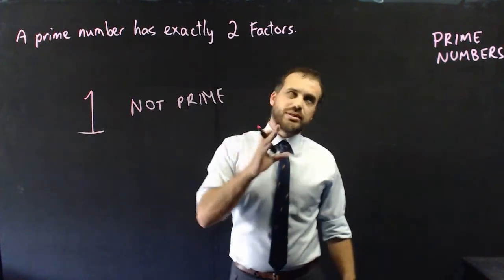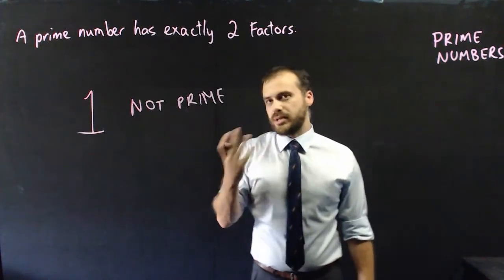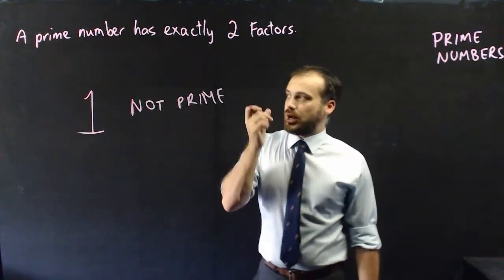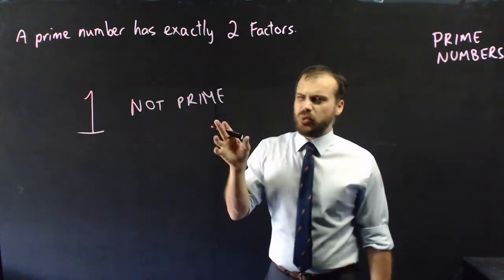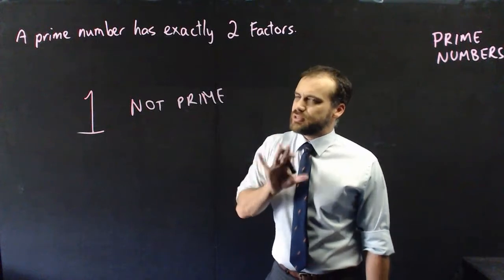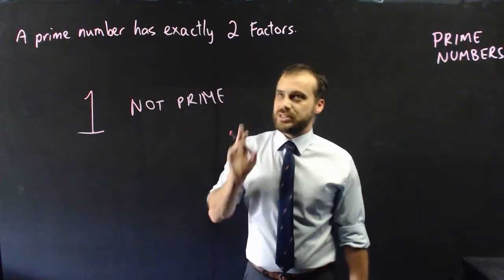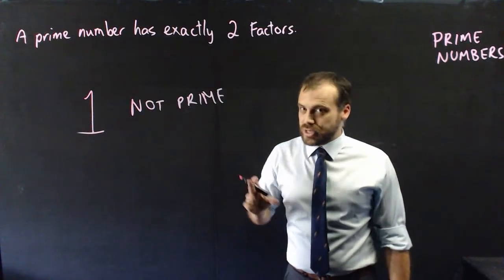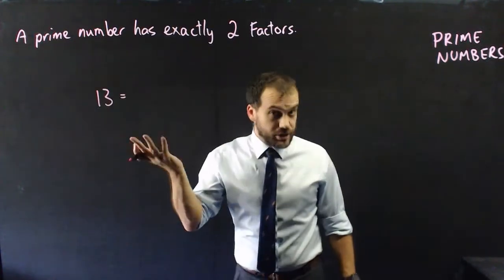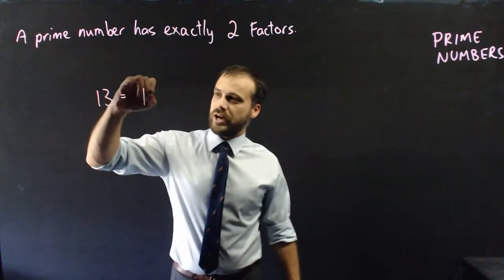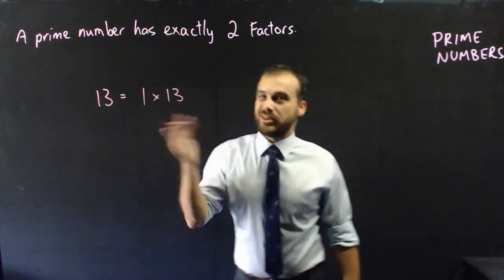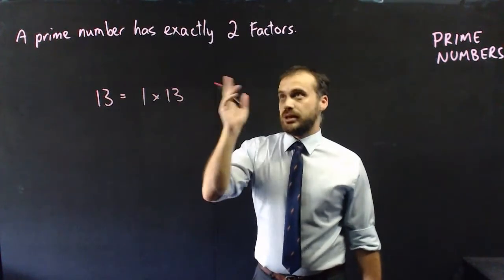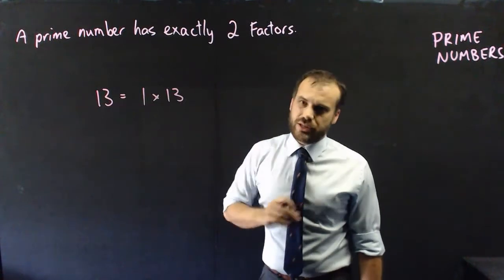So if you were using a different definition, say a prime number only has factors of 1 and itself, then 1 would be prime. But that's not our definition. Our definition is a number that has exactly two factors. Now for most numbers, that's 1 and itself. 13 is prime because its only factors are 1 and itself. But exactly two factors is the way we should think about it.